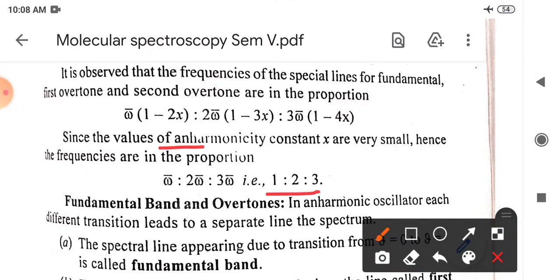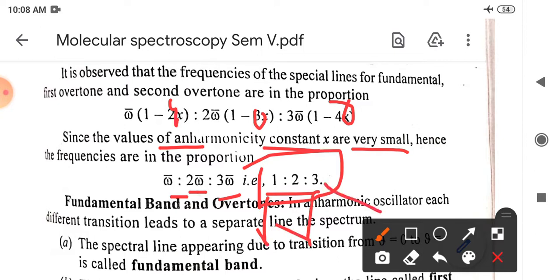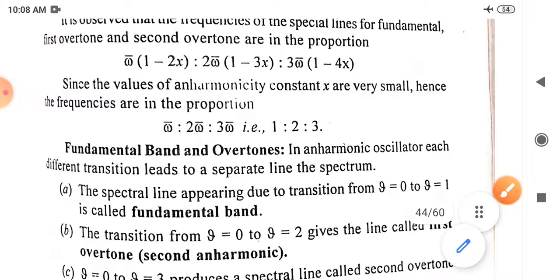Since the value of the anharmonicity constant x is very small, we can neglect this term. If we neglect that term, we will simply see that omega bar, 2 omega bar and 3 omega bar are in the proportion of 1 is to 2 is to 3. That is, this is the fundamental, this is the first overtone, this is the second overtone.